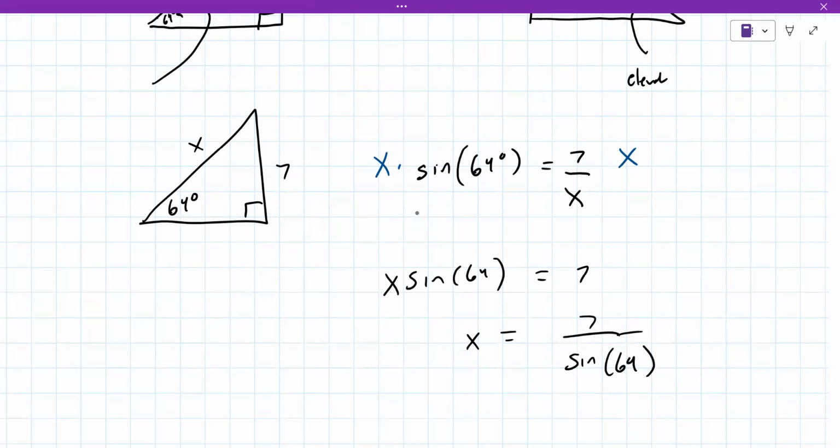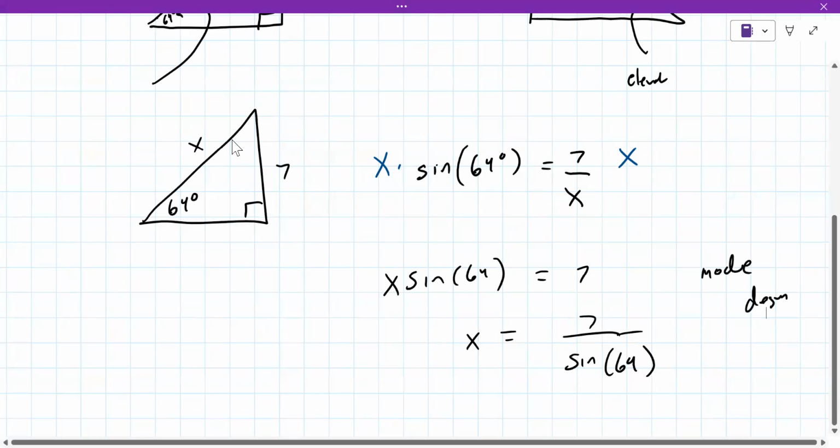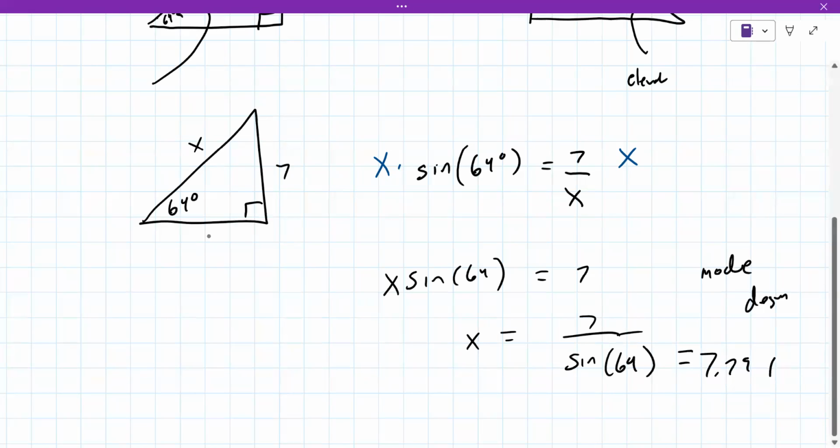Now, a couple of reasonableness checks. Your mode should be in degrees if you're using a calculator. Right, they're asking for the hypotenuse, which is the largest side, so the answer you get should be bigger than 7. Okay, and it is. You end up getting 7.79 feet, something like that. Units are also important.